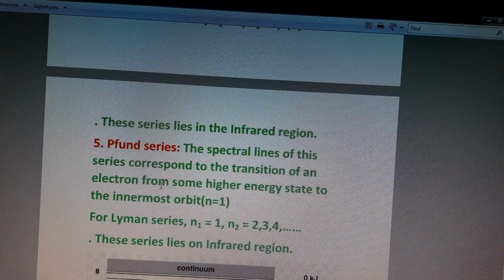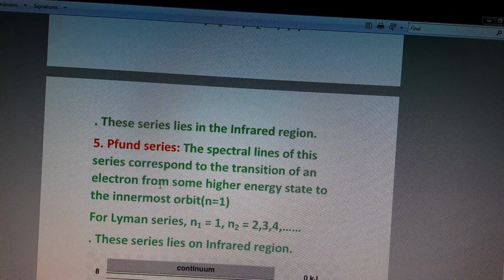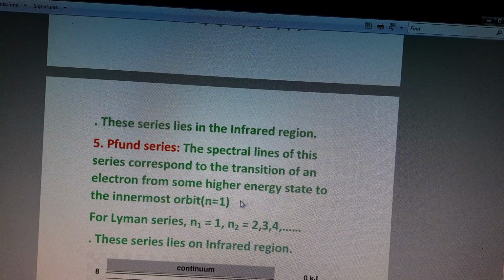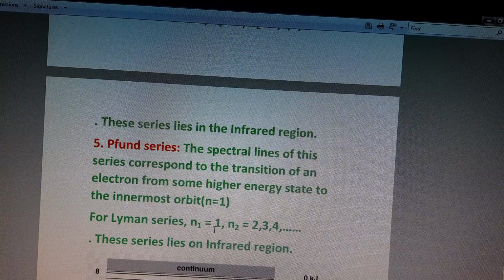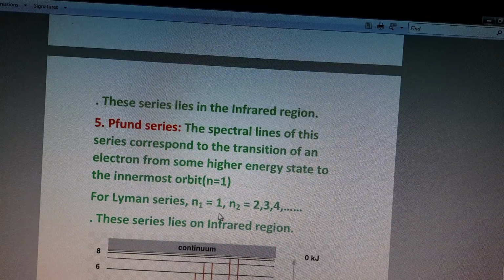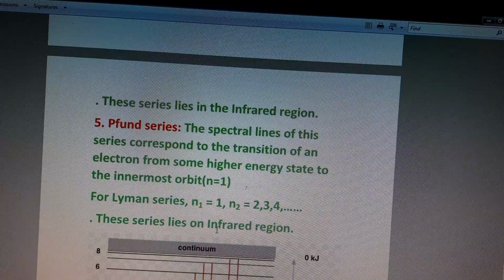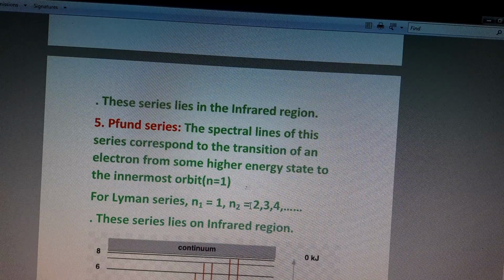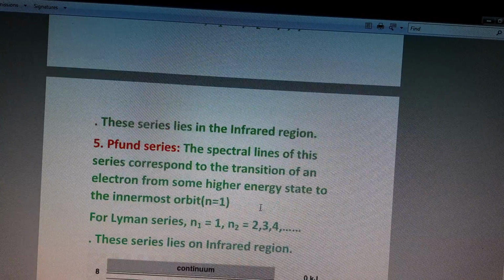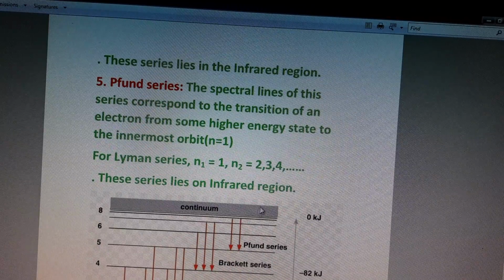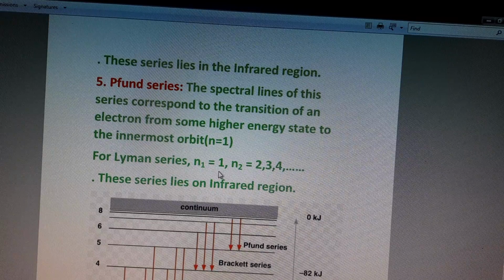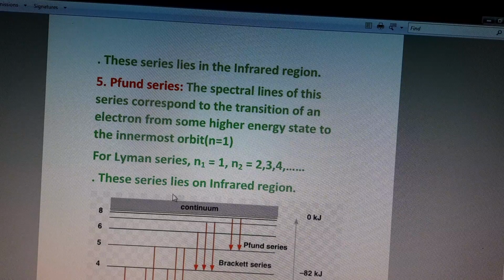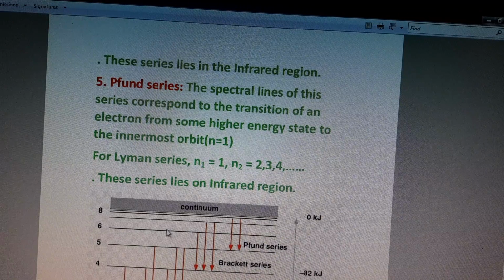The last one, Pfund series. The spectral lines of this series correspond to the transition of an electron from some higher energy state to the innermost orbit. So n1 is equal to 5 and n2 is equal to 6, 7, 8 and above up to infinity. So the electron can jump from a higher energy state to the innermost orbit. This series lies in the infrared region.